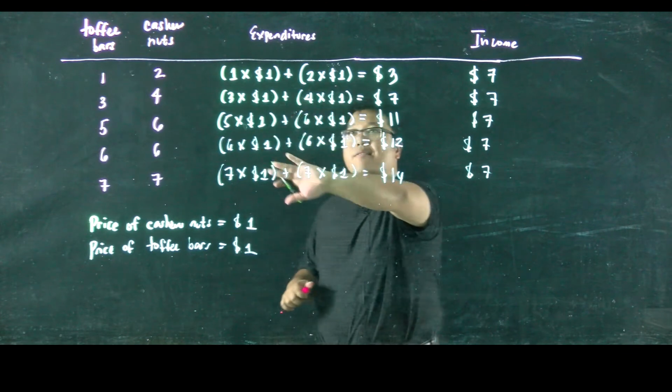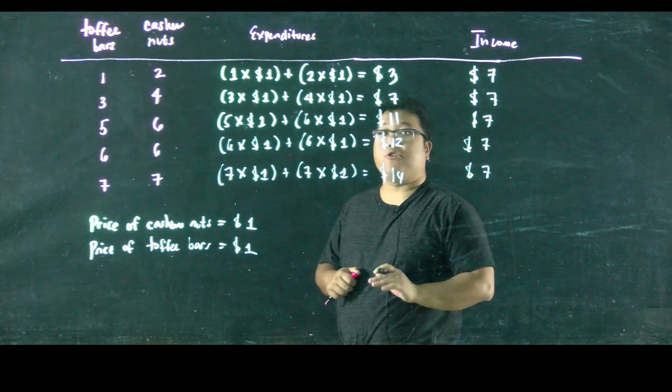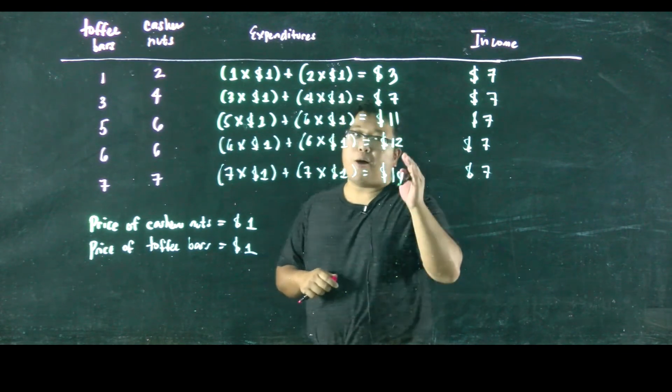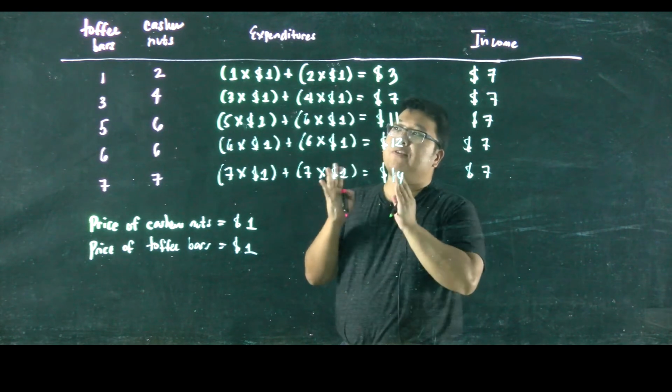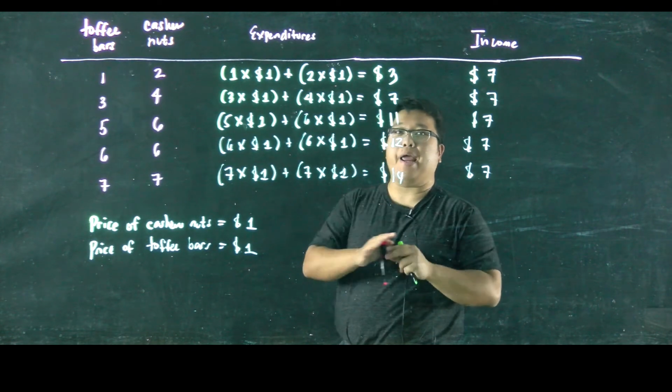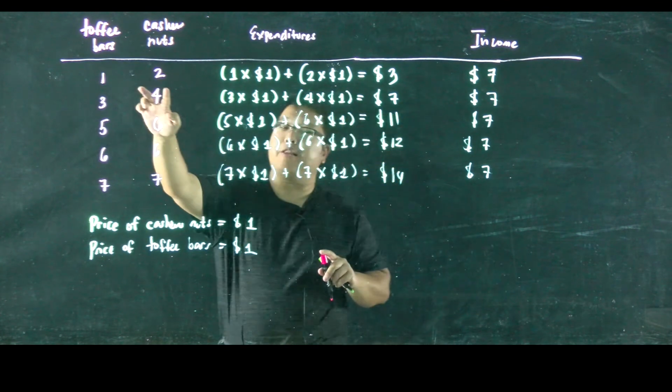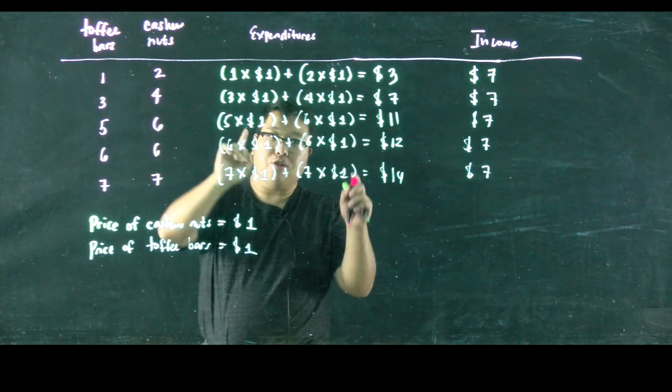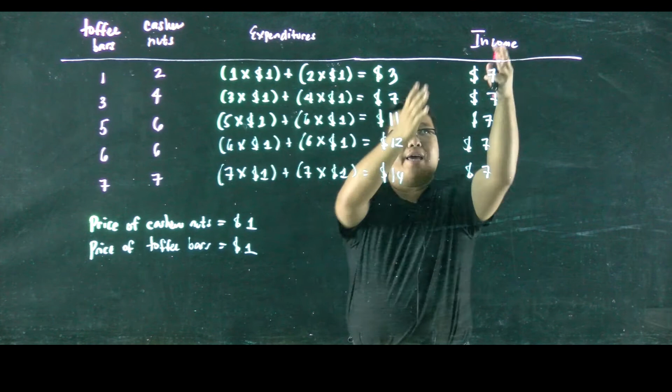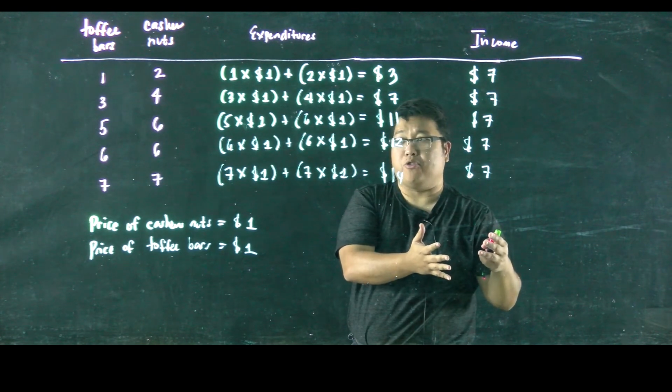And we can repeat the same computation for the rest. All right, so I did the computation of expenditures for the rest of the combinations. Now my question for you is this. Which of the following combinations satisfy, number 1, the marginal utility per dollar for each of these goods are equalized, and number 2, it satisfies our consumer's budget constraint?